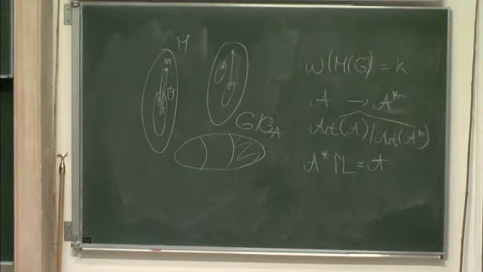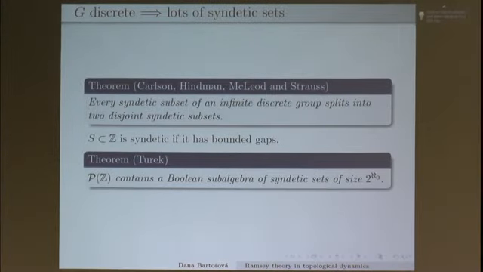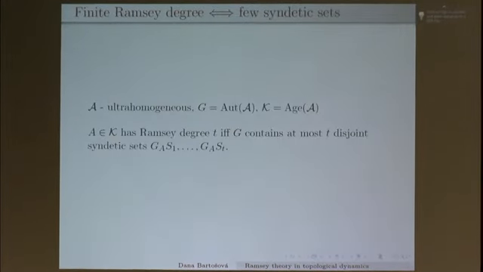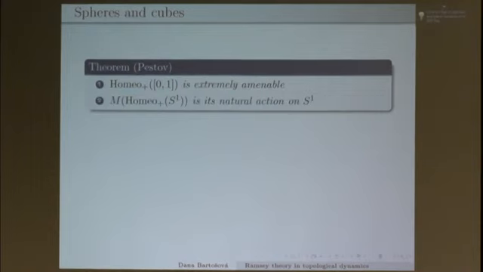And now, of course, can we do something about this theorem by Carlson and others, and find some combinatorial, set-theoretic methods to characterize how to obtain disjoint synthetic sets? Okay, so let's go now from discrete to continuous.